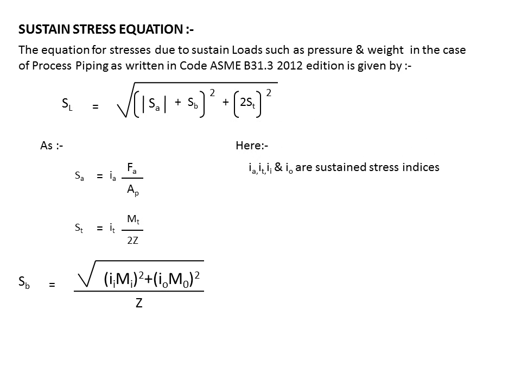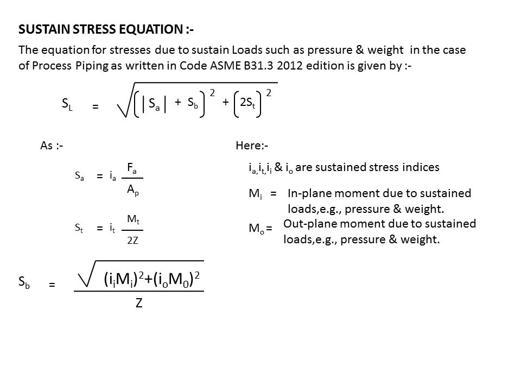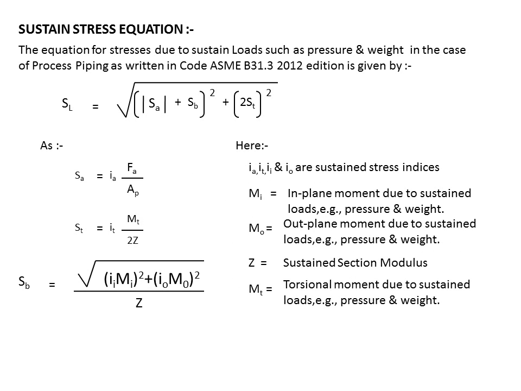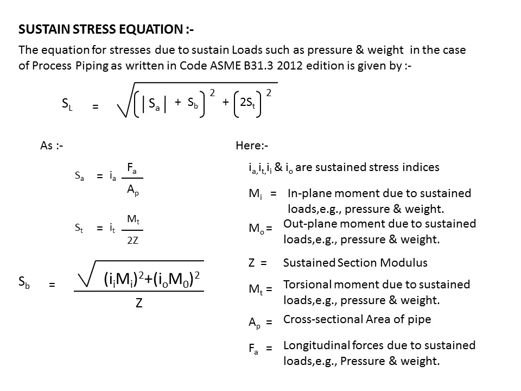Here the coefficients Ia, It, Ii and Io are the sustained stress indices. Mi is the in-plane moment due to sustained loads, for example pressure and weight. Mo is the out-plane moment due to the sustained loads, and Z is the sustained section modulus of the pipe. Mt is the torsional moment due to the sustained loads, and Ap is the cross-sectional area of the pipe. Fa is the longitudinal force due to the sustained loads. So this is the sustained stress equation given in ASME B31.3 2012 edition.